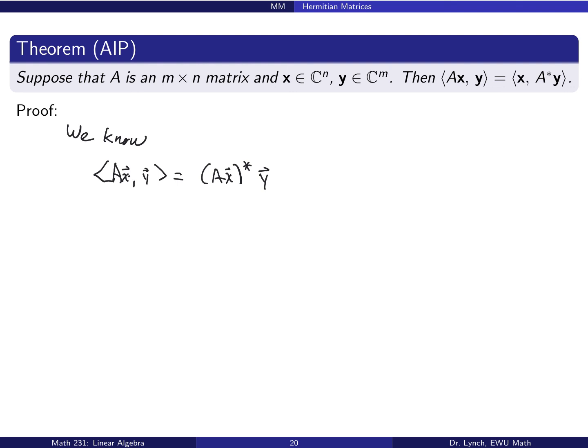Now we know that the adjoint of a product is the product of the adjoints in reverse order. And then we know that matrix multiplication, as long as we are consistent with our left to right ordering, is associative, right? So x adjoint A adjoint times y is the same as x adjoint times A adjoint y. Now this, as it turns out, is exactly the definition of x inner product A adjoint y.